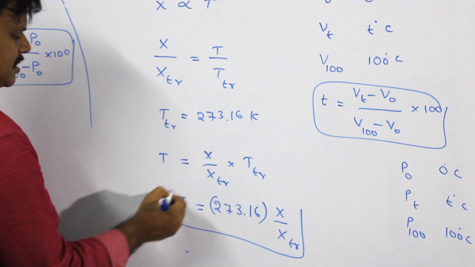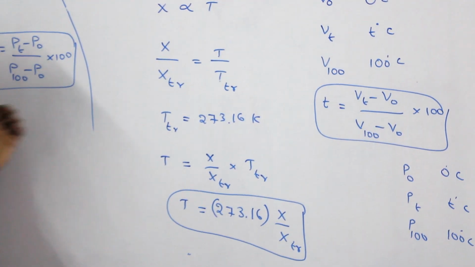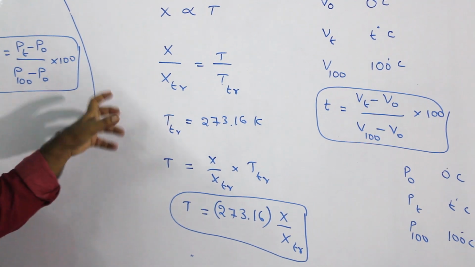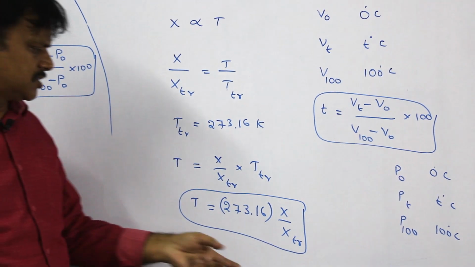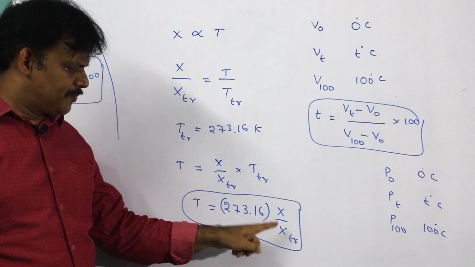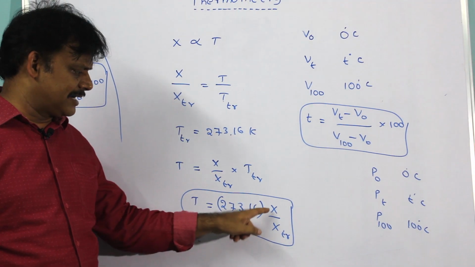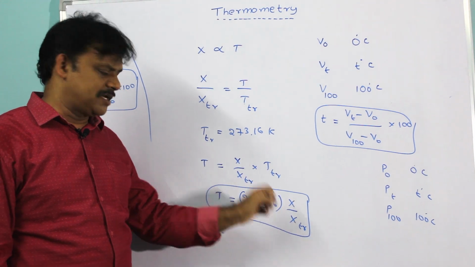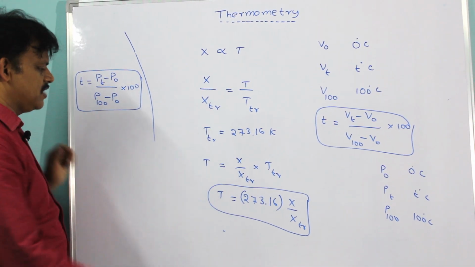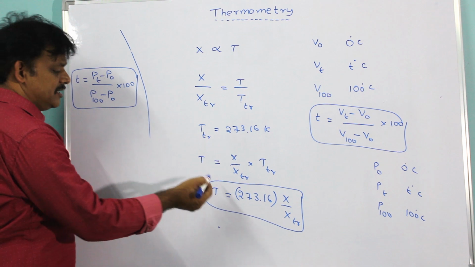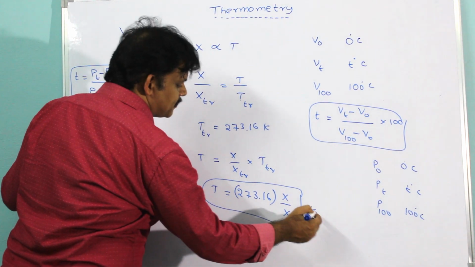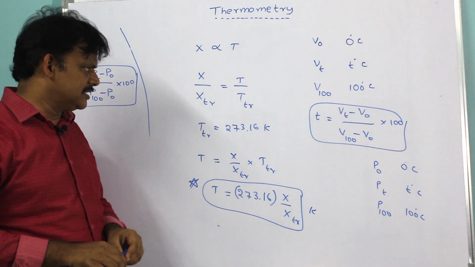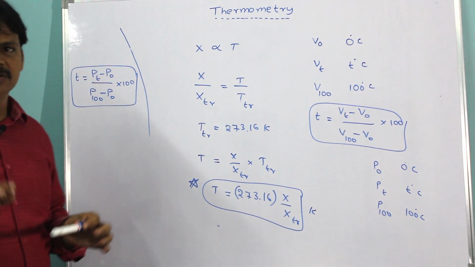What is X here? Thermometric property. Sometimes X may be pressure or volume or resistance. We can take whatever the given parameter we want in the given problem. So suppose if X is pressure, I can write P by PTR. PTR means pressure at the triple point. P means pressure at the given temperature. So in this way we can find out the temperature, and its units should be in kelvins. The triple point temperature should be in kelvins. Clear? These are the basic concepts.